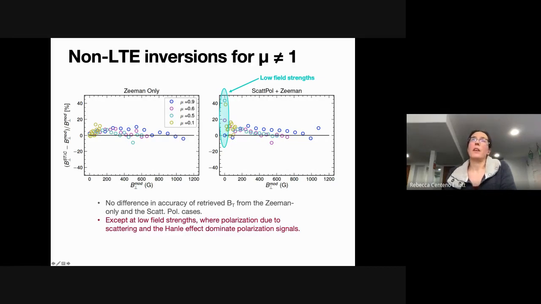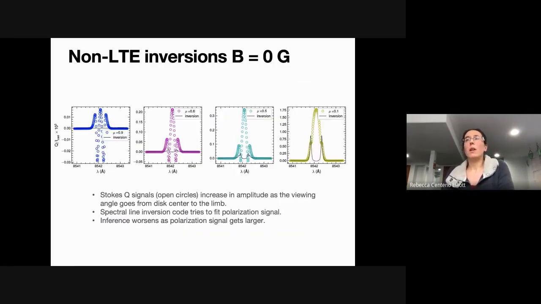Now, again, as earlier, for the most part there is no significant difference between the job that the inversion code is able to do on the Zeeman-only signatures and on the full calculation signatures with scattering polarization, except for very low field strengths, where you can see that the inferences are off by a substantial amount. So let me show you why this is happening.